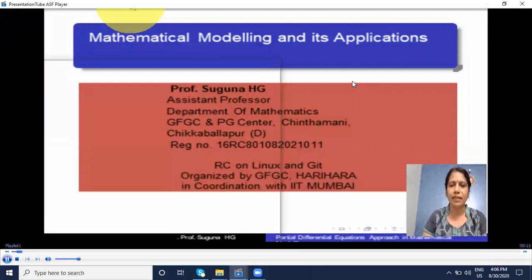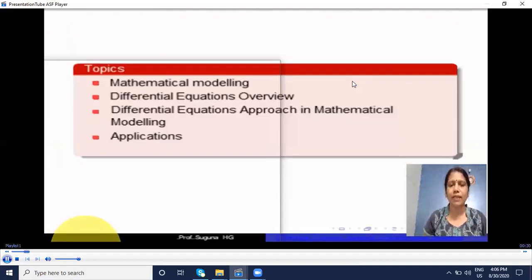As an assignment, I have prepared this video on mathematical modeling and its applications for a refresher course on LaTeX, organized by GFGC Harihara in coordination with IIT Mumbai. In this video, I am covering the topics: mathematical modeling introduction, differential equations overview, differential equations approach in mathematical modeling, and some of the applications of mathematical modeling.